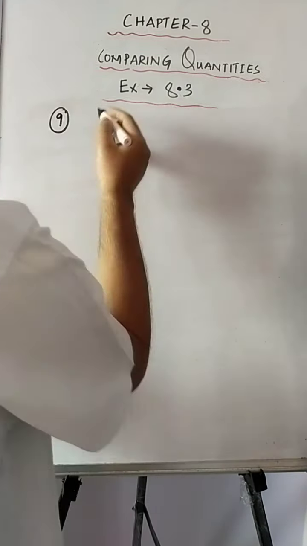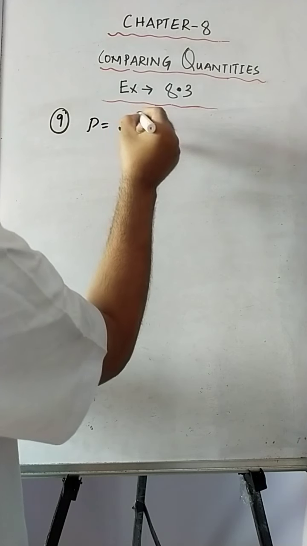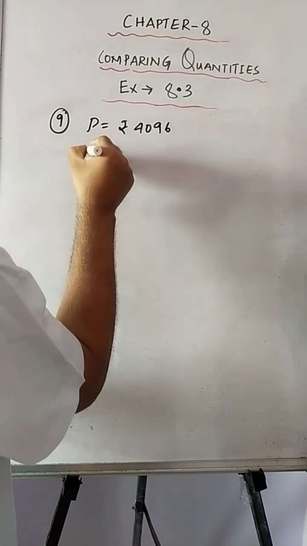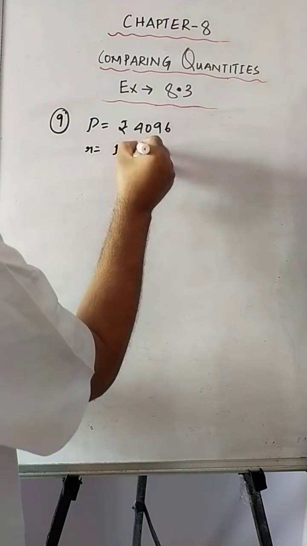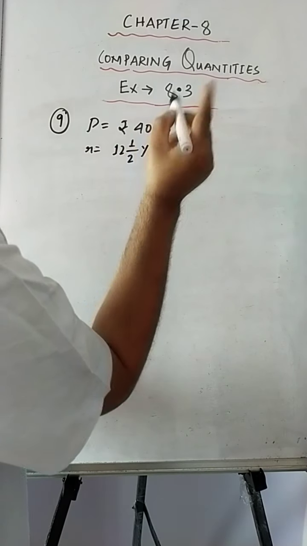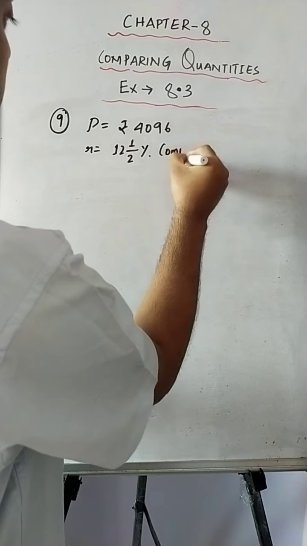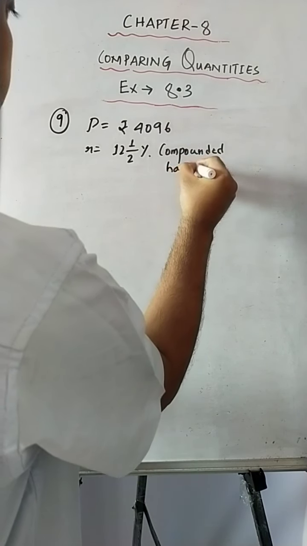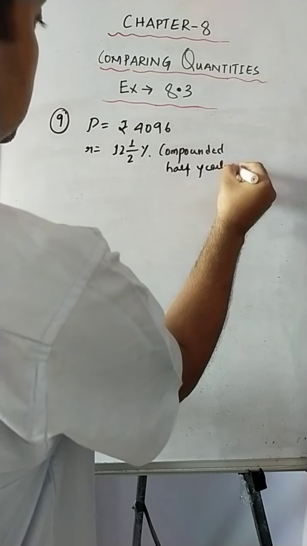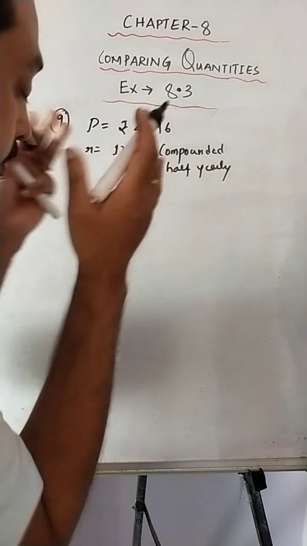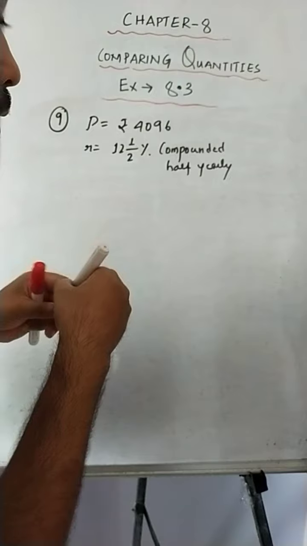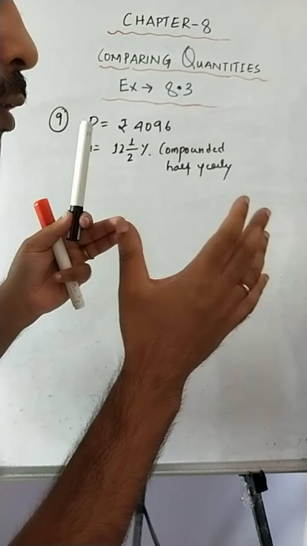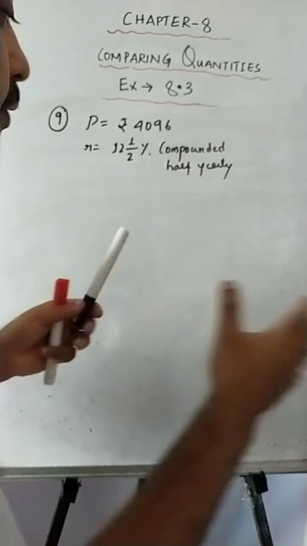So what is the principal that Ram is investing? He has invested rupees 4096. Now what is the rate percent he is getting from that company? That is 12 1 by 2%, but compounded half yearly, isn't it? This is also very important to write: compounded half yearly. So when you write compounded half yearly, your brain should automatically think about which formula you have to use. You have to use the compounded half yearly formula.